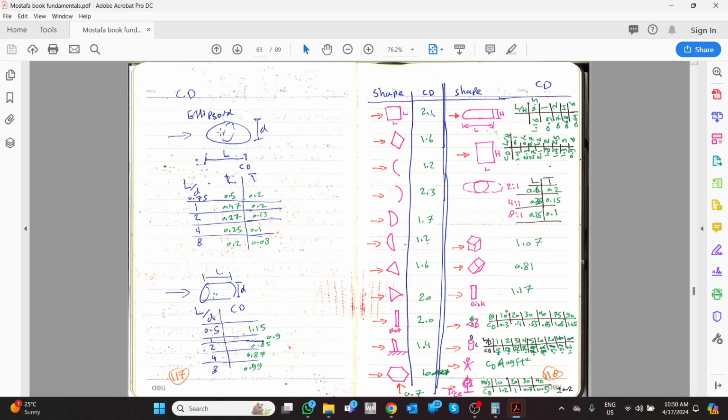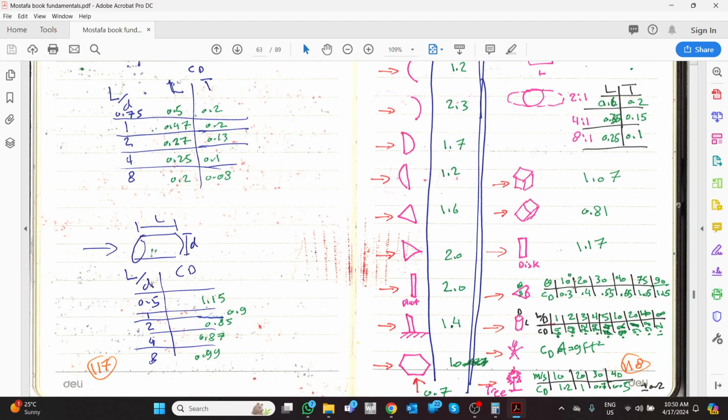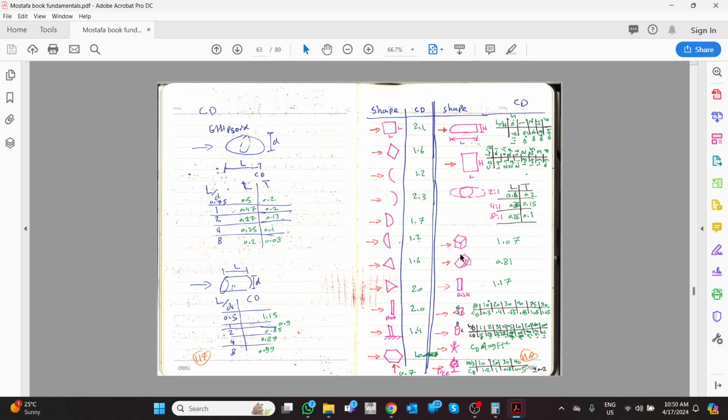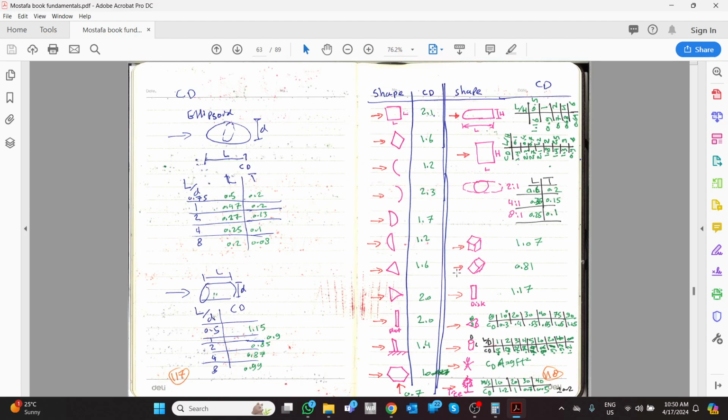Of course, if it is a pole, 2D over L is equal to 1. So this is for the pole. This example is for a cylinder, with this direction is the flow. And that's it, okay? It will help us later on, if we need to know the result after an experiment, okay?